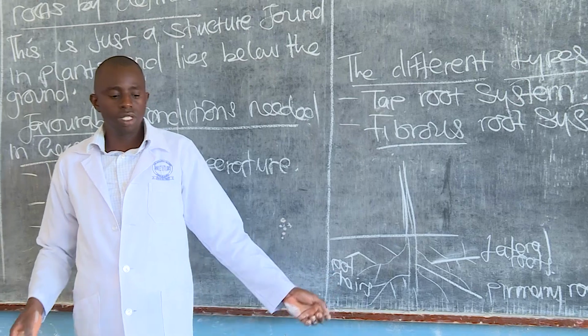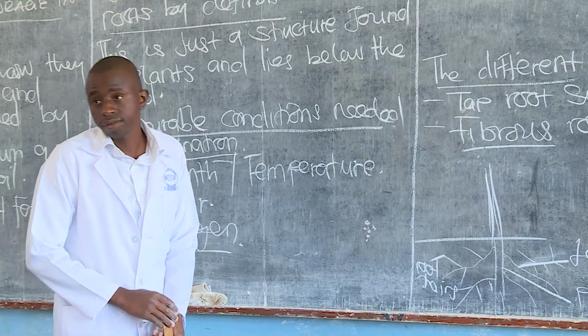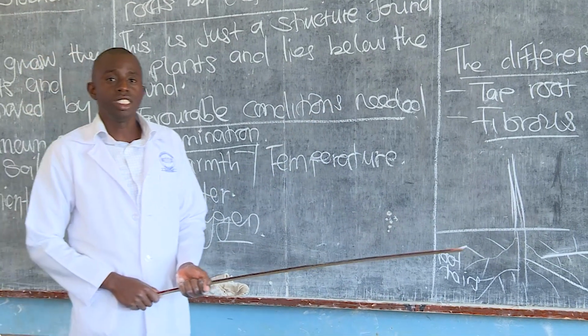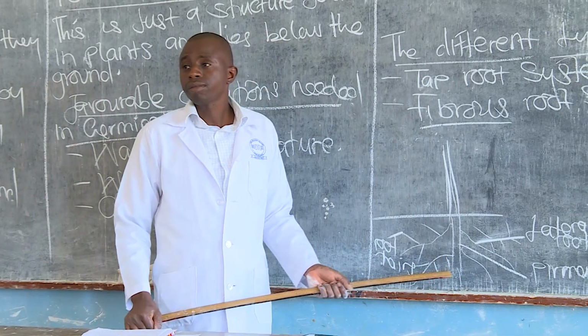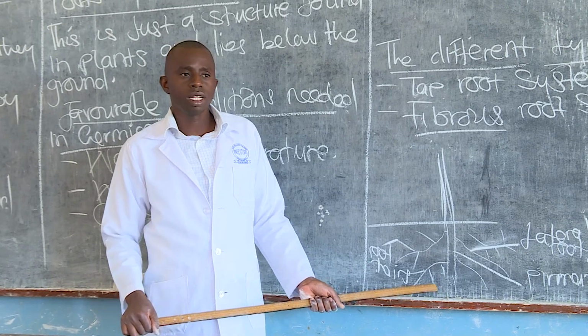What are the functions of the root hairs in the root system? What are the main functions of the root hairs? Beti Zulu, what is the main function of the root hairs? They absorb water from the ground and mineral salts. Absorption of water from the ground and mineral salts.